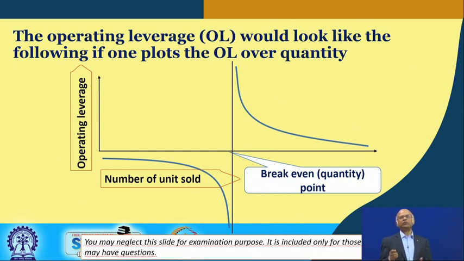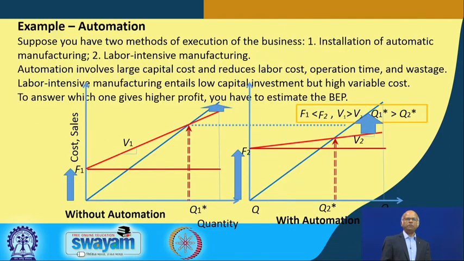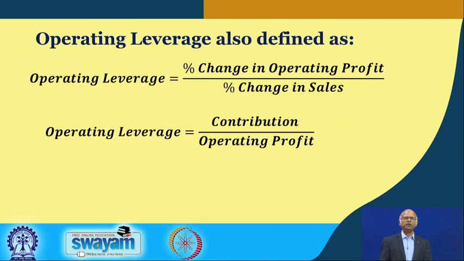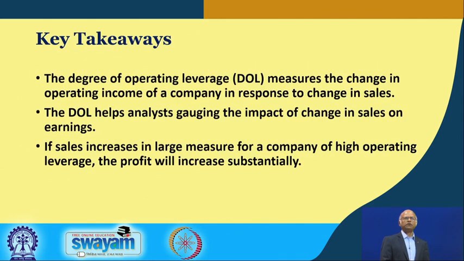So, you have to decide at what level you operate, so that for every incremental production and sale you actually make a profit. The same example is given here, maybe by mistake or maybe I wanted to put it again. Operating leverage is also defined as percentage change in operating profit divided by percentage change in sales, or contribution divided by operating profit. You have seen.